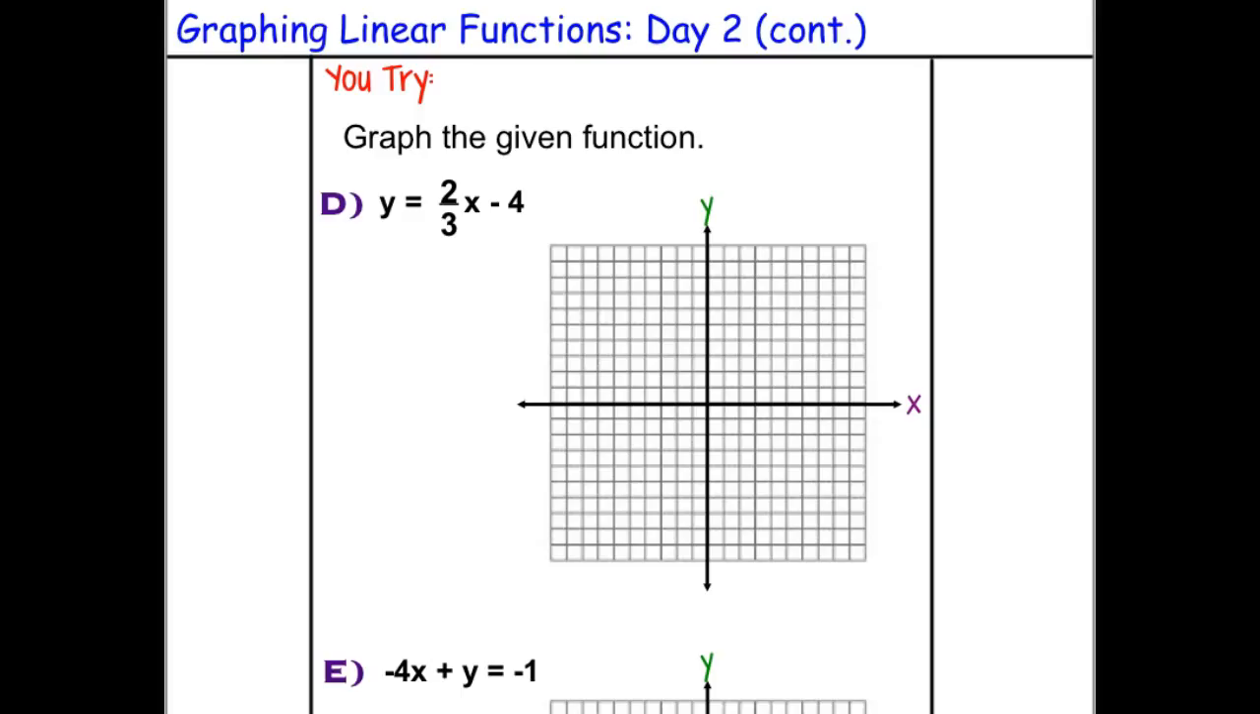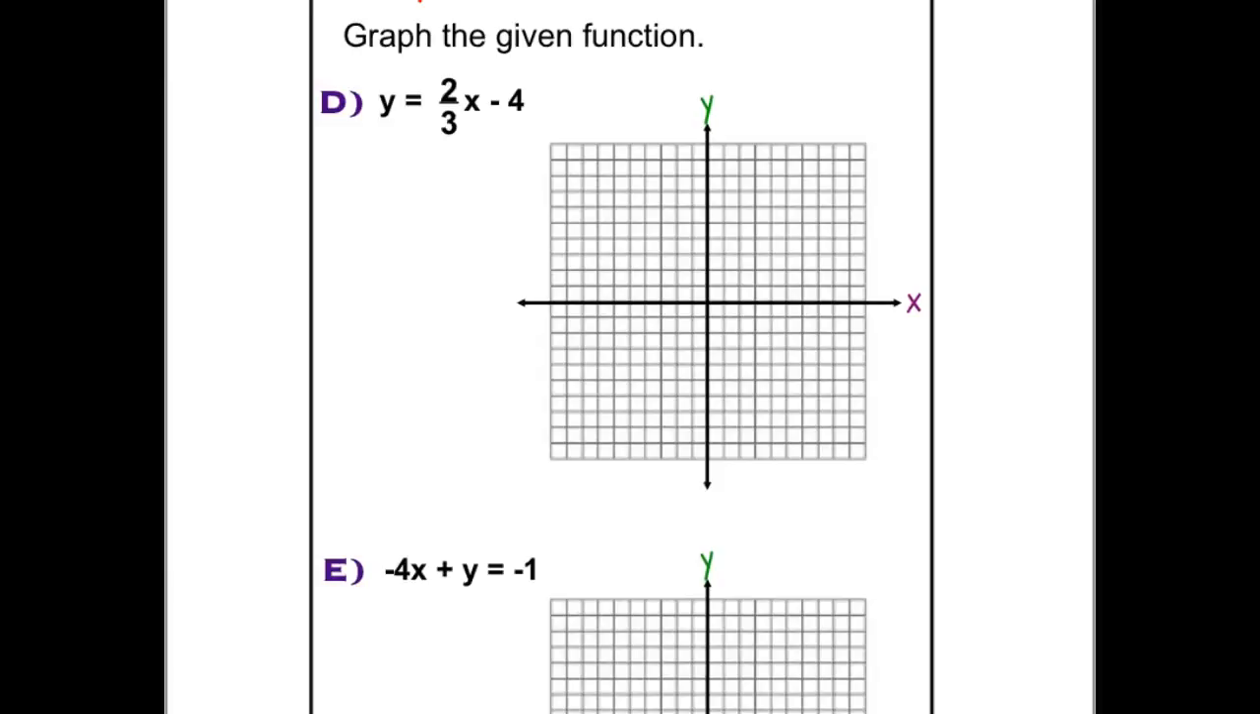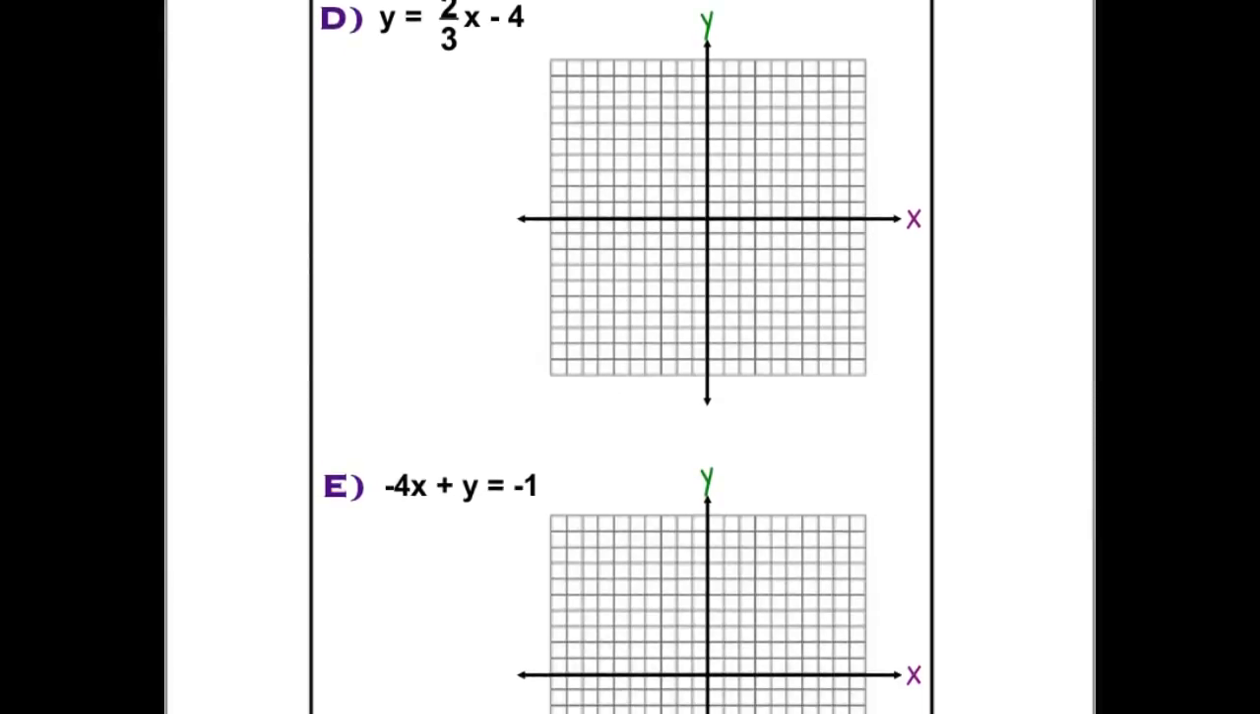What I need you to do now is give our 2 U-Try problems a shot. We have first graphing in slope-intercept form with y equals 2/3 x minus 4, and then graphing from standard form with negative 4x plus y equals negative 1. And remember to get it solved for y first. And as always, write your summary, bring your questions with you to class. The reason why I say write your summary now is because you have the skills now to do it before you even get to class.